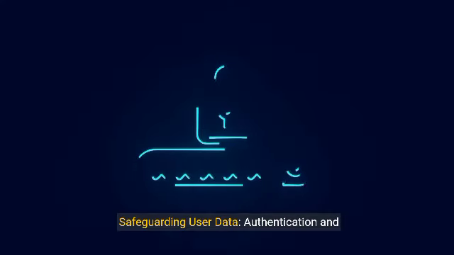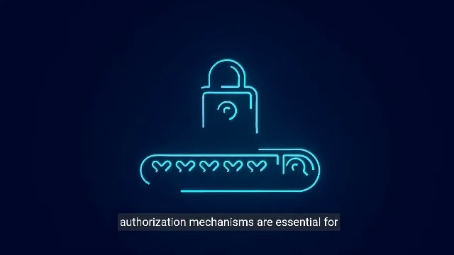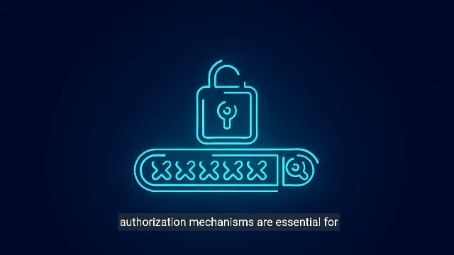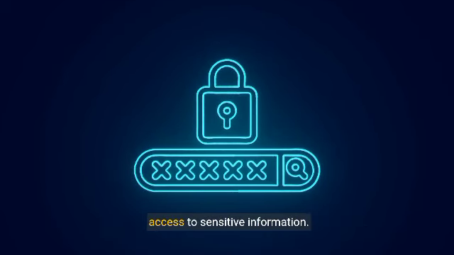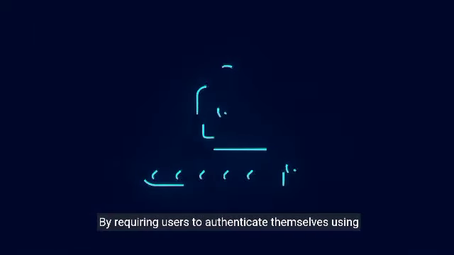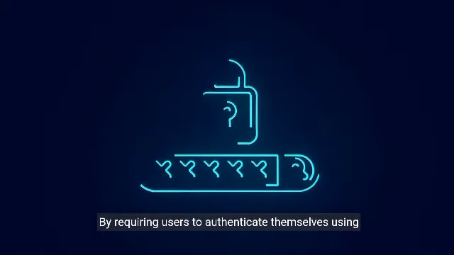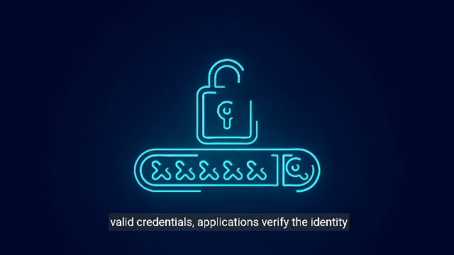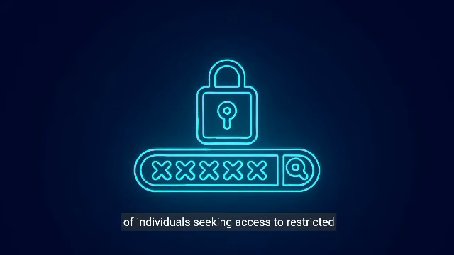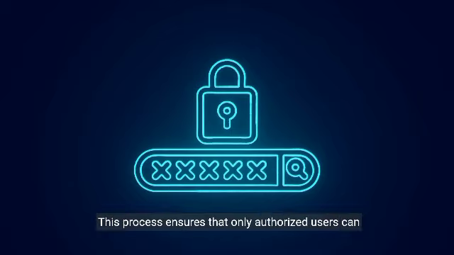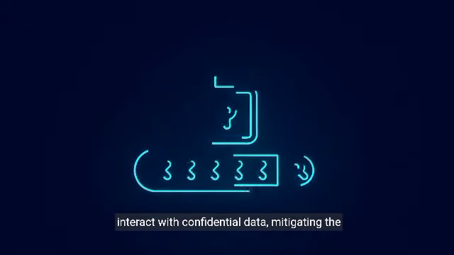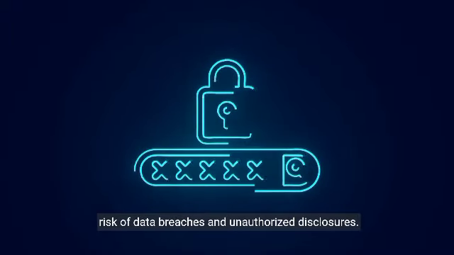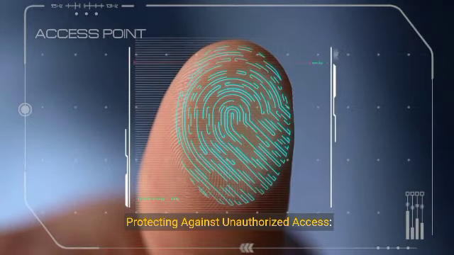1. Safeguarding user data. Authentication and authorization mechanisms are essential for safeguarding user data and preventing unauthorized access to sensitive information. By requiring users to authenticate themselves using valid credentials, applications verify the identity of individuals seeking access to restricted resources. This process ensures that only authorized users can interact with confidential data, mitigating the risk of data breaches and unauthorized disclosures.